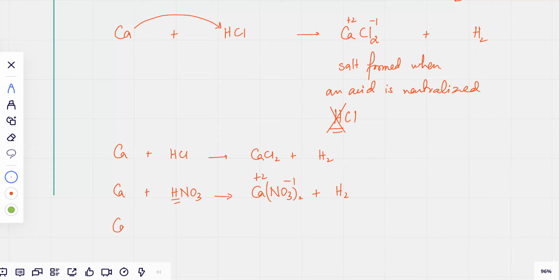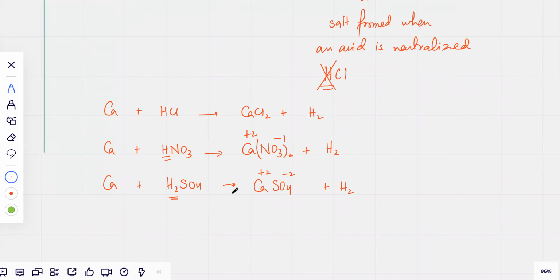Let's do another one: calcium with sulfuric acid, H2SO4. Same thing. The H's are going to get knocked out, H2 gas is formed, and calcium is going to displace all the H and occupy their position. Calcium is +2 and SO4 is -2. You don't have to do crisscross because the charges are already balanced. Even if you do crisscross and simplify, it's still going to be 1 calcium, 1 sulfate.